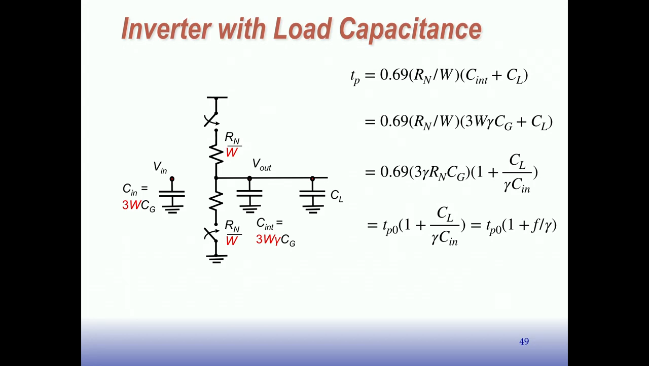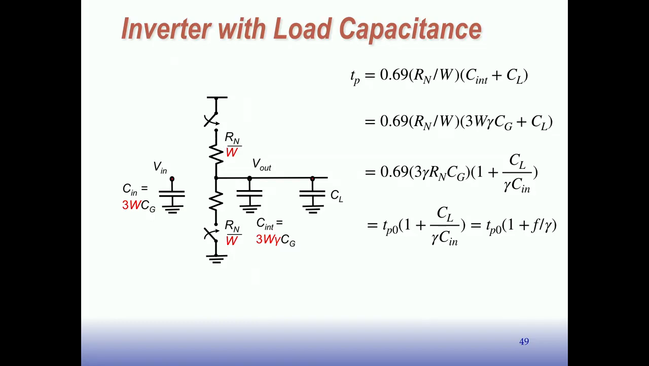We get to this point, where t_p0, or t_p naught, is the intrinsic delay of the inverter. That's this part here. So the intrinsic delay of the inverter times 1 plus C_L over C_in with gamma on the bottom. We are going to re-express C_L over C_in as f. We call that the fan out of the inverter. It's the ratio between the output capacitance, what the inverter is driving, relative to its own input capacitance. That's called fan out. So this is a nice clean representation of the delay of the inverter in this case.